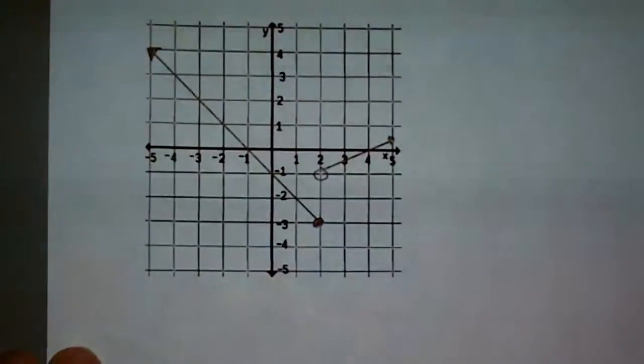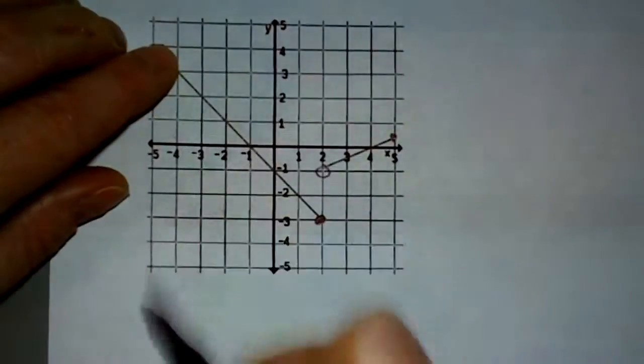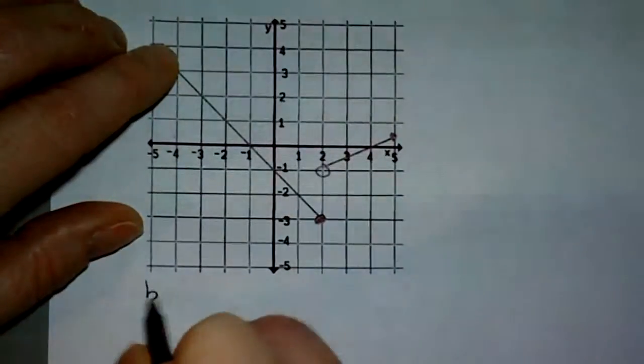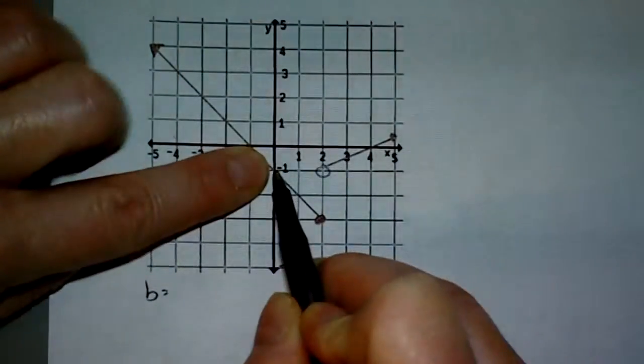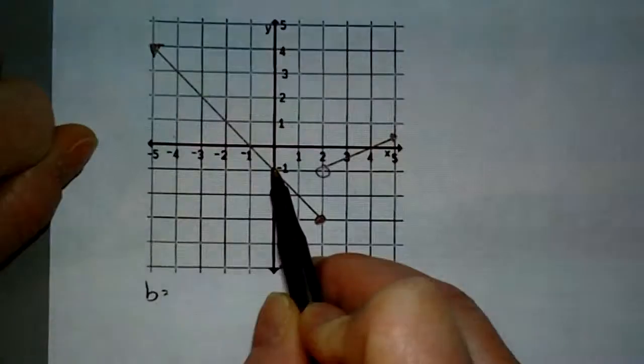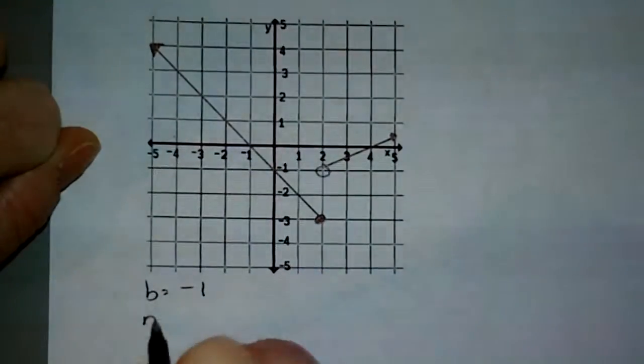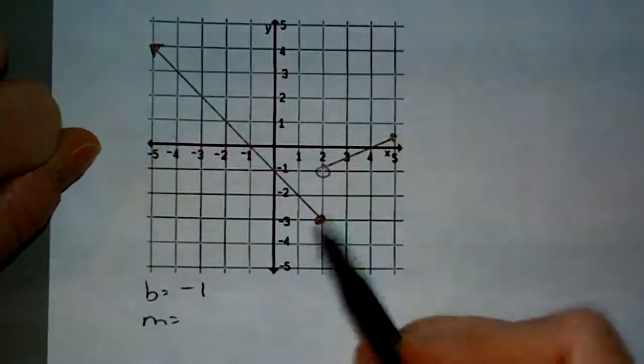So let me scooch this up a little bit. I'm going to start with this one. When I look at this one, it looks like the y-intercept happens right here at -1. So this graph crosses the y-axis at -1. That's my b. To find the slope, I just need to pick 2 points.